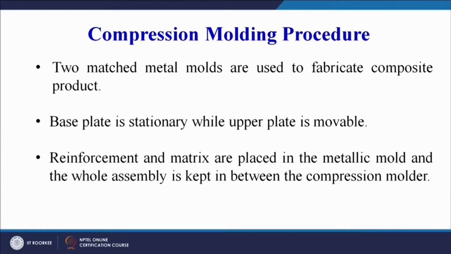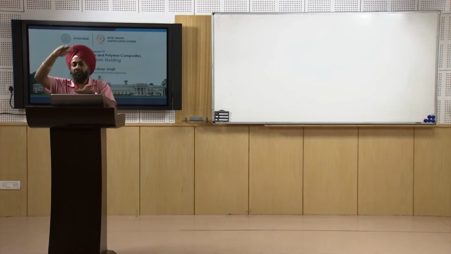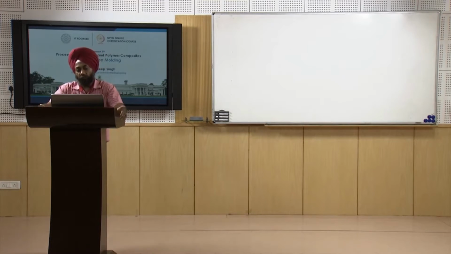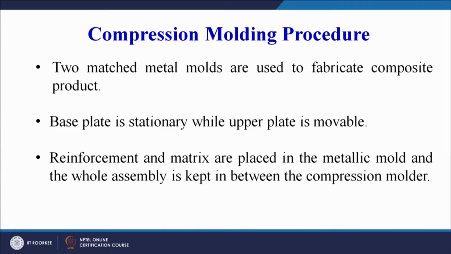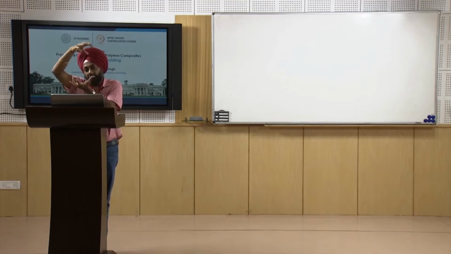Both are placed in the metallic mold and the whole assembly is kept in between the compression molder. Now the compression molder, from here the meaning is the plungers that apply pressure on the laminate that we are trying to make in the mold cavity. Whatever raw material we want to make, we will put it in one half of the mold cavity. The top half will come and will apply pressure.